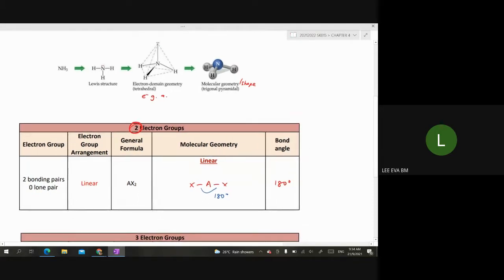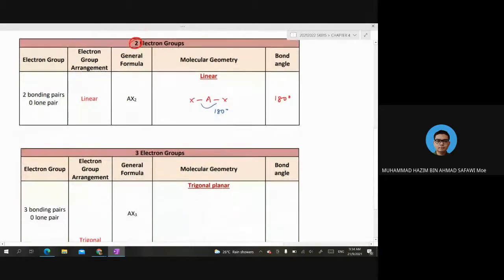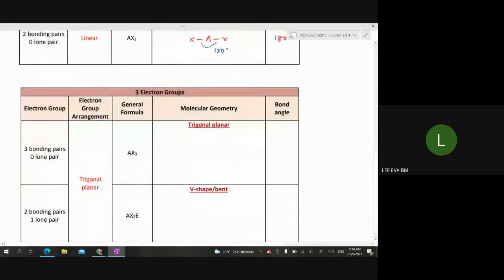Okay? Boleh ya? Boleh, madam. Okay, kita proceed kepada three electron groups.